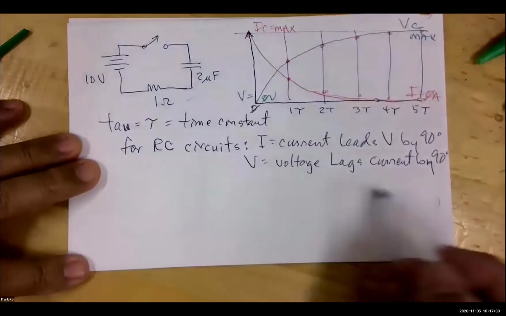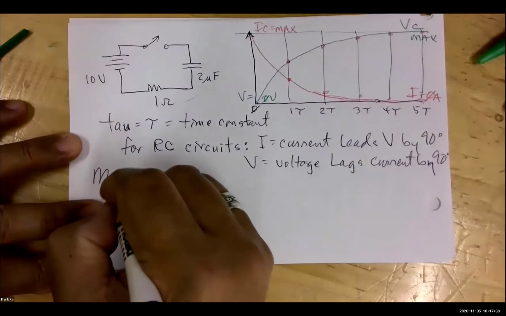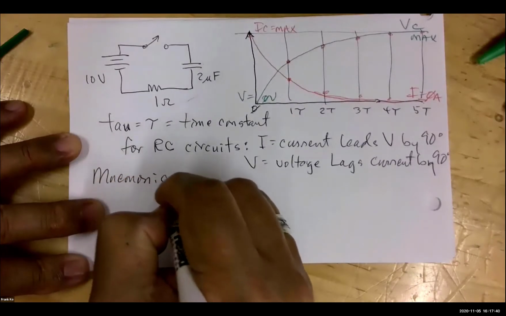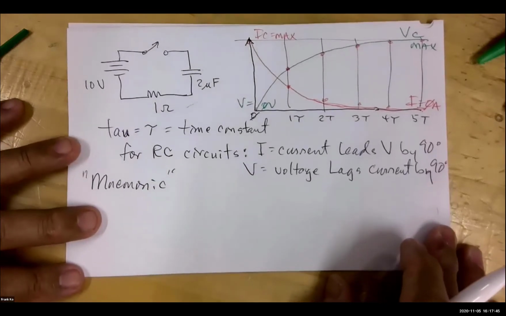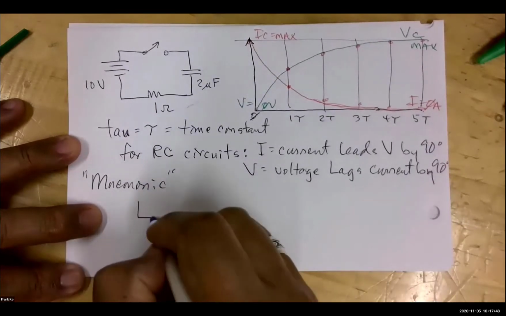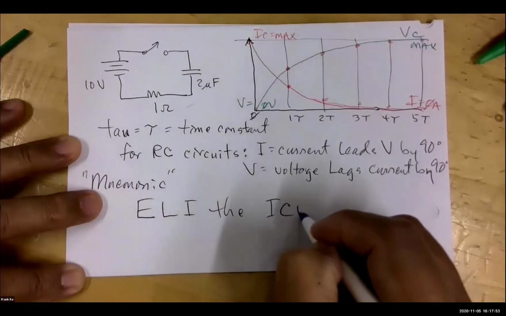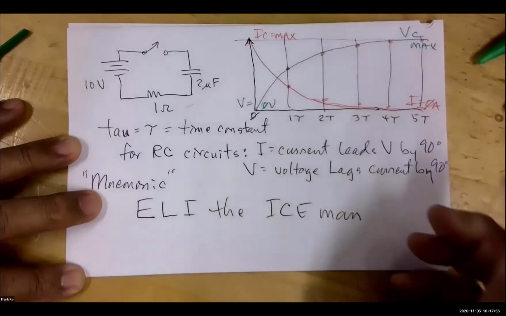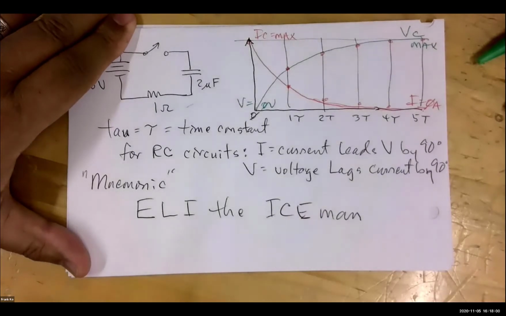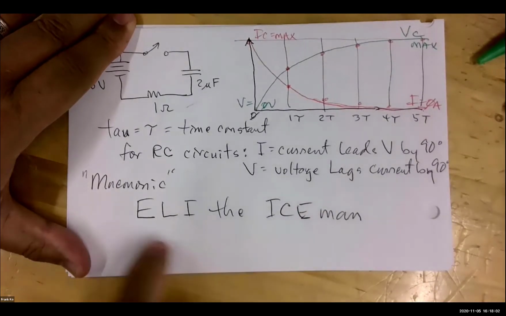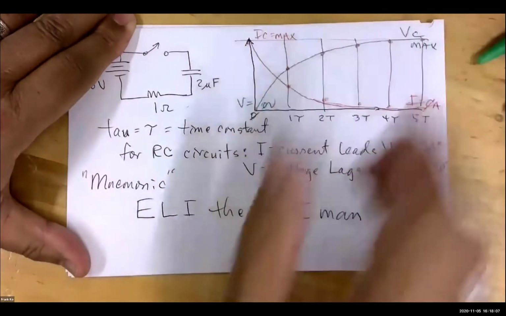And because we have this unique relationship, we have a memory tool. And memory tools are known by mnemonics. And the mnemonic I want to remind you of, I've given this to you once before, is ELI the ICE man. ELI the ICE man is a really nice memory tool that helps you keep straight which one of these comes first.